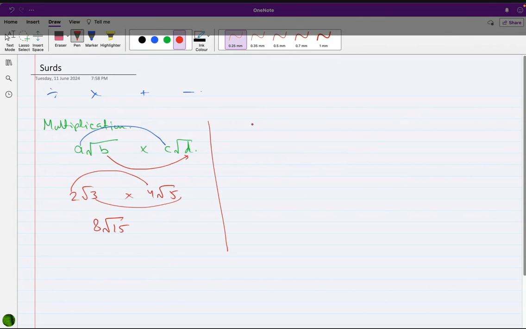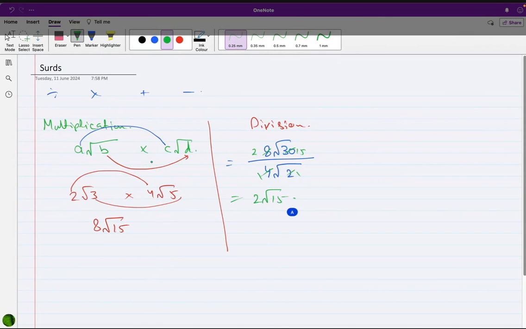Same goes with division. 8 square root 30 divided by 4 square root 2. Outside number with outside: 8 divided by 4 is 2, and inside, 30 divided by 2 is 15.